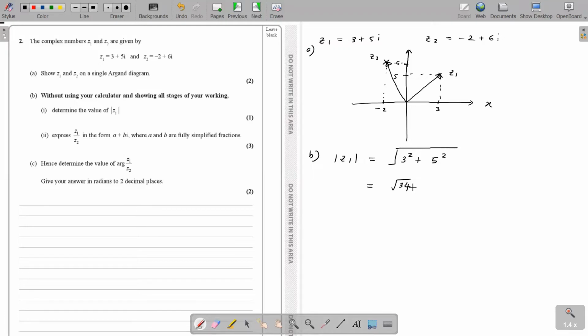Are you going to write decimals here? Definitely not, because without using the calculator means you cannot simplify. So you will leave it at this point. Is it clear?